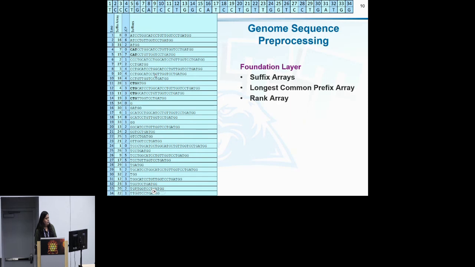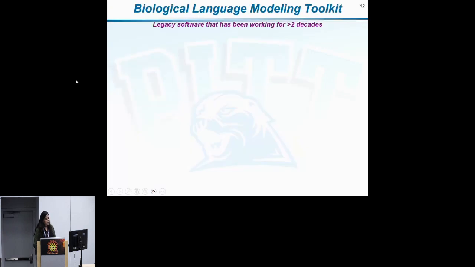And then you arrange them lexicographically. This can be done with linear time, linear space requirements. And then you'll find what is called a longest common prefix array, which is how many letters are common from one suffix to its previous suffix in the lexicographic ordering. So that is very useful.